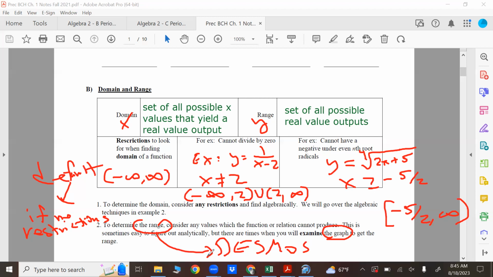Does anyone want to take a stab at what the range would be for this? Anyone have an idea? Yeah. Why can't y equal 0? How come y can't equal 0? Go ahead. Because like 1 over infinity, so it gets closer to 0. Yeah, because the thing is that the top is what? 1. It can't change. And so the bottom can get really big. So you have to think numerically too, right? It's kind of like what we call limits, which we're going to get to later in the year.